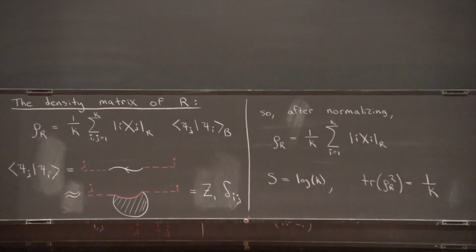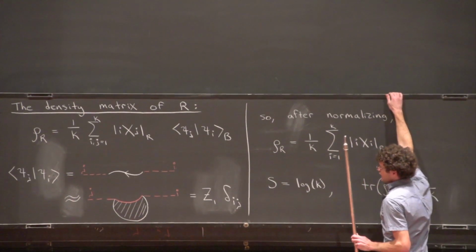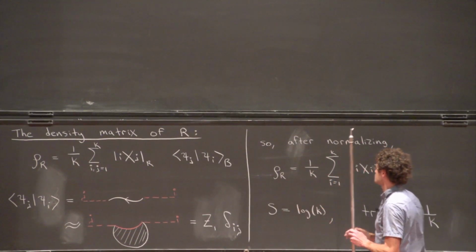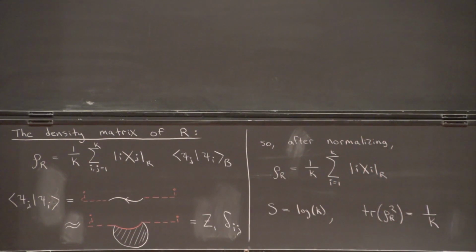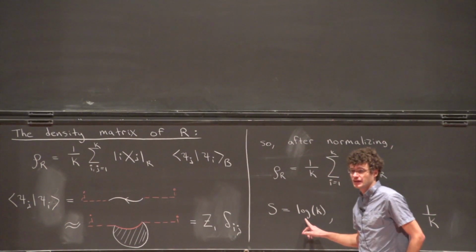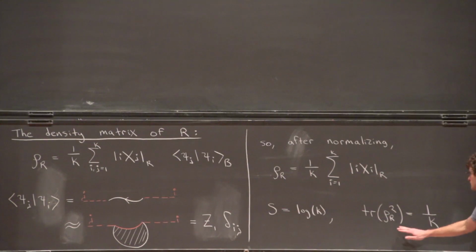OK, so after normalizing the states, by dividing by z1, we find that the density matrix rho r is just a maximally mixed density matrix, proportional to the identity matrix. And the entropy of such a density matrix is log of k, where k is the number of states. And another quantity that we'll discuss is the purity, trace of rho squared. That's equal to 1 over k.